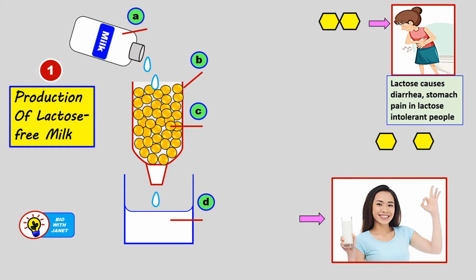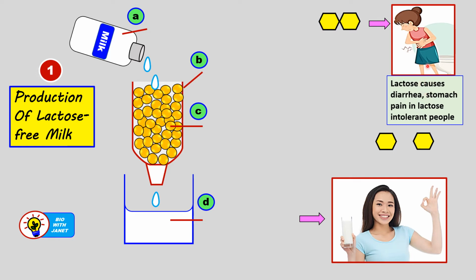Now, how is lactose-free milk produced? Lactose-free milk is milk that does not contain lactose. Why do you want to remove the lactose? Because certain people can't drink milk. They don't have the enzyme lactase, or they don't have enough lactase to digest the lactose in the milk.